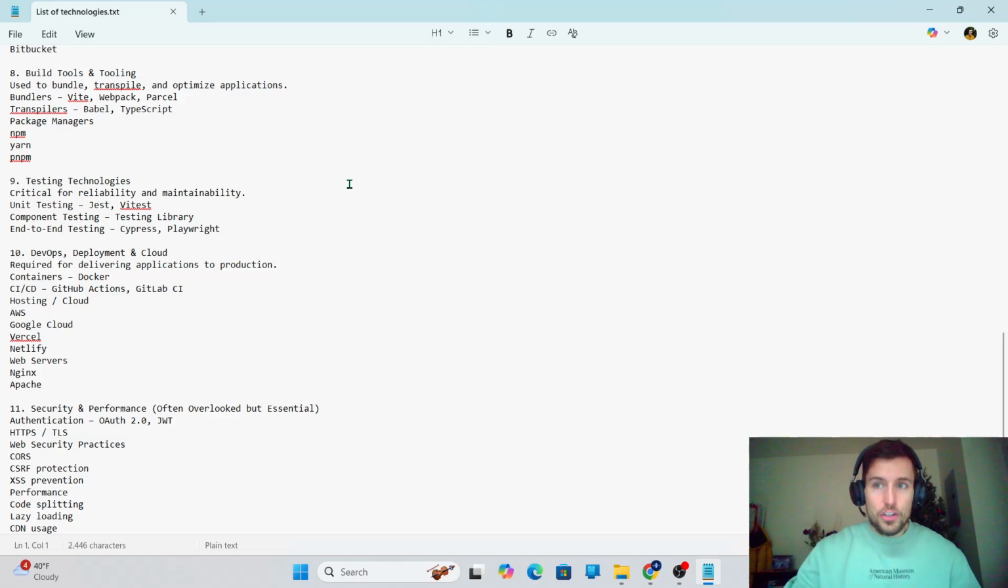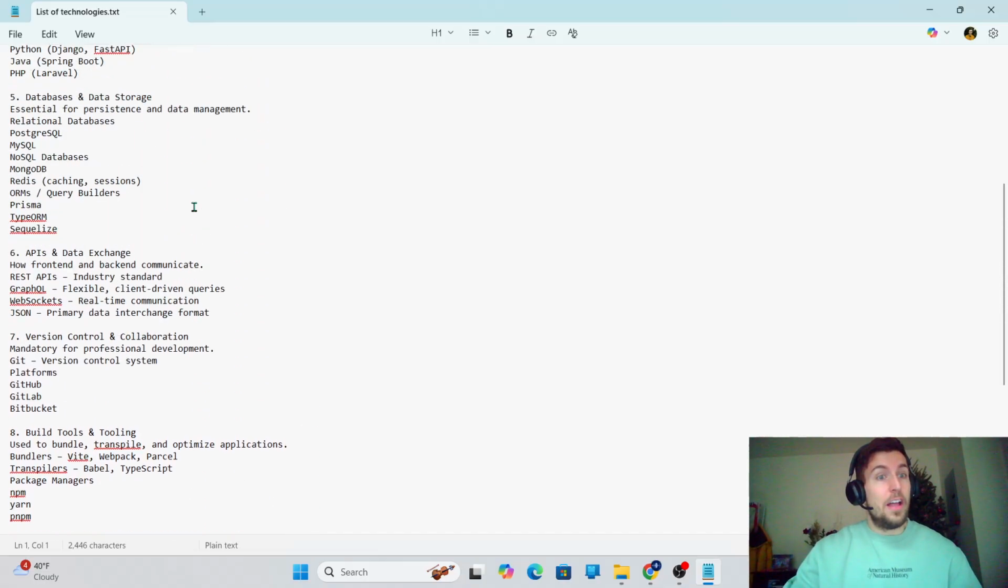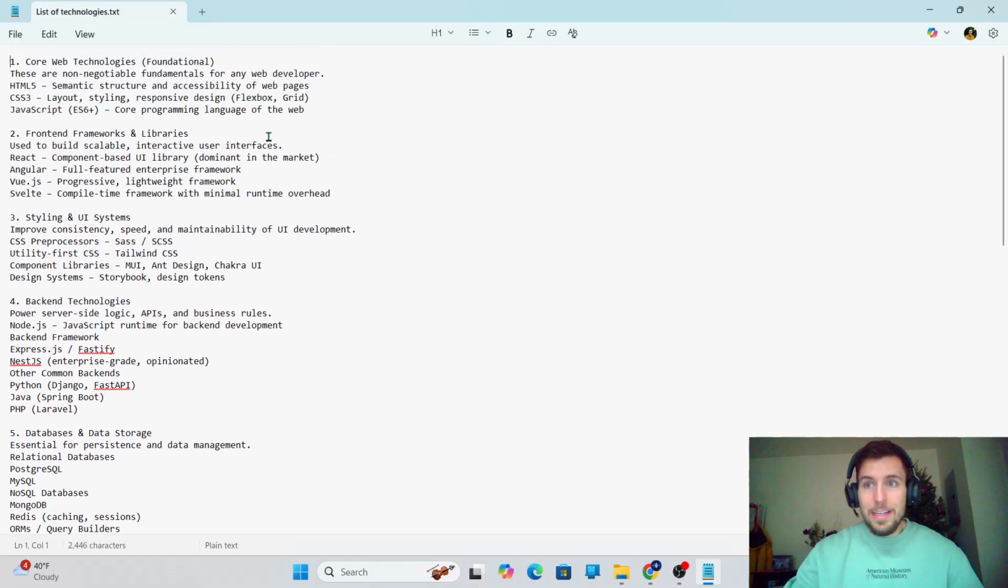In each of these 11 categories, there is a list of technologies that the chat says is necessary or highly desirable for a web developer. Honestly, I consider myself a successful web developer, but I never touched and never dealt with most of these technologies, more than half.